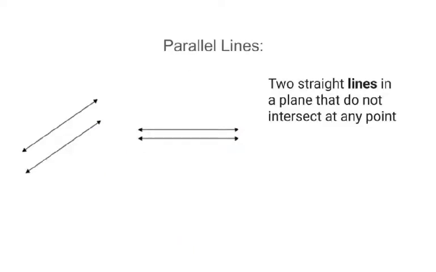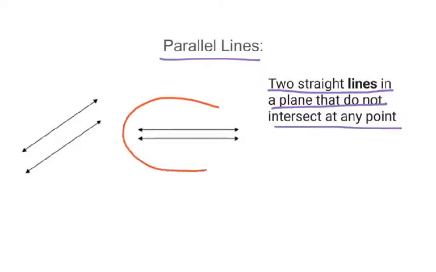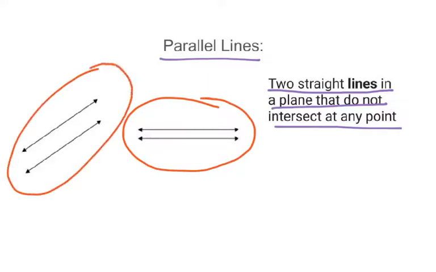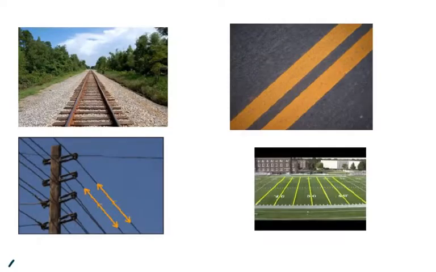So first of all, let's think about parallel lines. Now, you've learned about these in the past. Basic definition is two straight lines in a plane that do not intersect at any point. So here are two picture examples of parallel lines, and you have studied those in the past, just what they are. And here's some pictures.